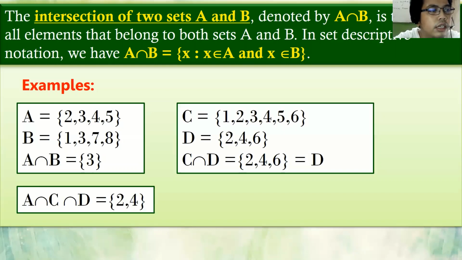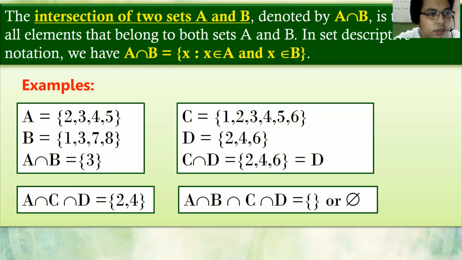Okay, the intersection of A, C, and D. We know the intersection of C and D is 2, 4, 6. So what is the intersection of A and 2, 4, 6? We have a common of 2 and 4. Therefore the intersection of these three sets is the set containing 2 and 4. And if you have the intersection of A, B, C, and D: the intersection of A and B is 3, and the intersection of C and D is 2, 4, 6. Is there a common element between the two intersections? There is none. So we have an empty set.